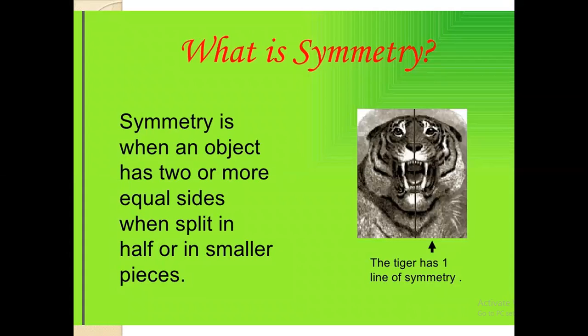Symmetry is when an object has two or more equal sides when split in half or smaller pieces. Now we'll be seeing one experiment, and with that we'll understand what symmetry is. Symmetry means splitting the object into halves and finding it. In simpler terms, we'll be telling symmetry in such a way.